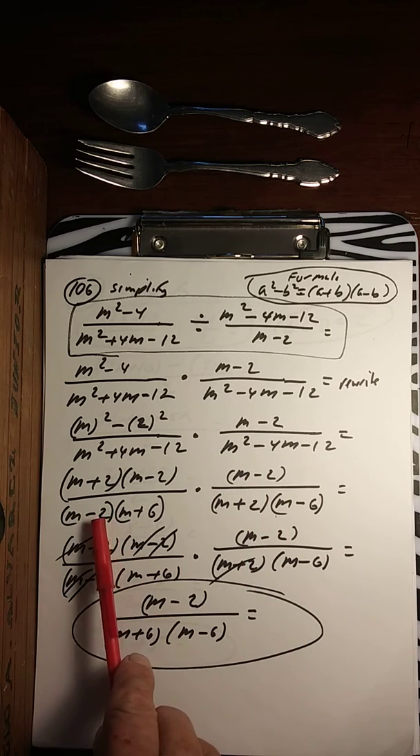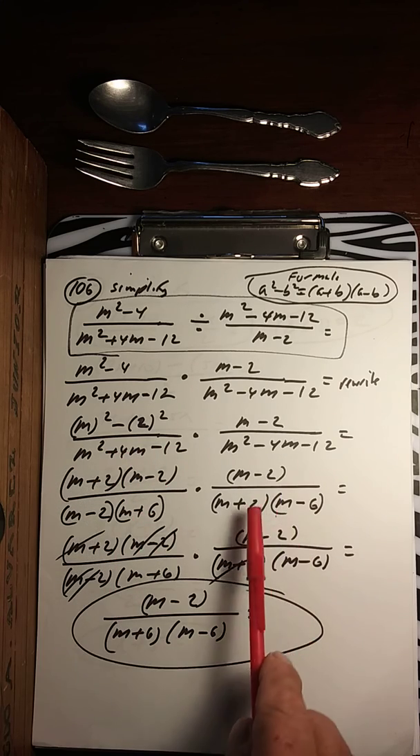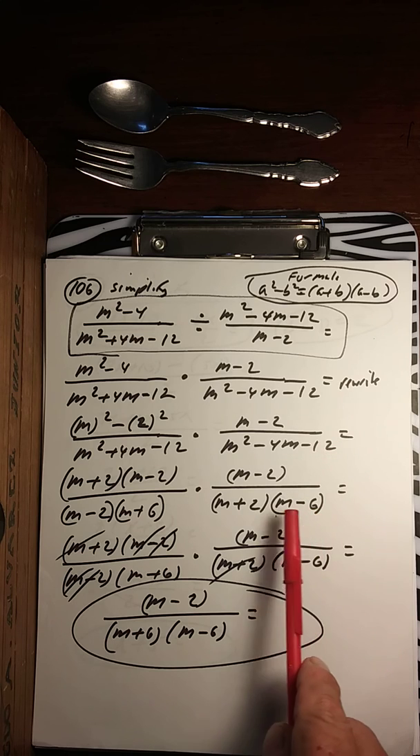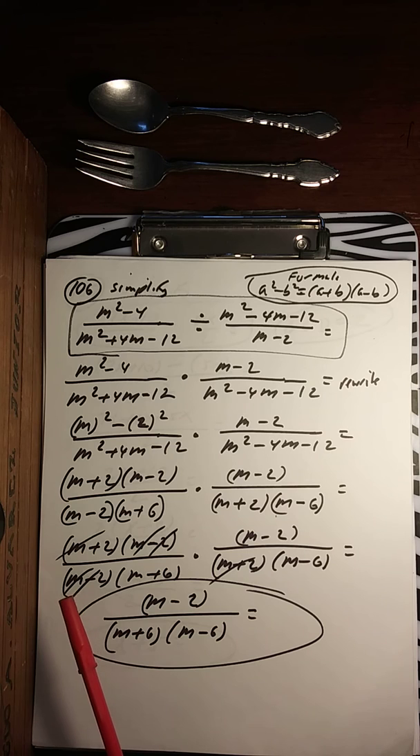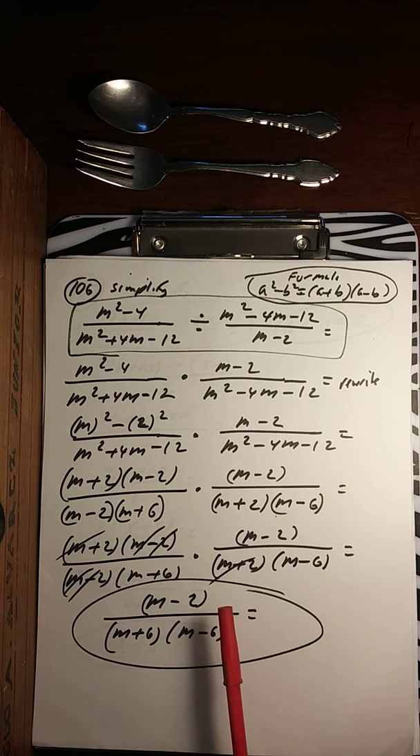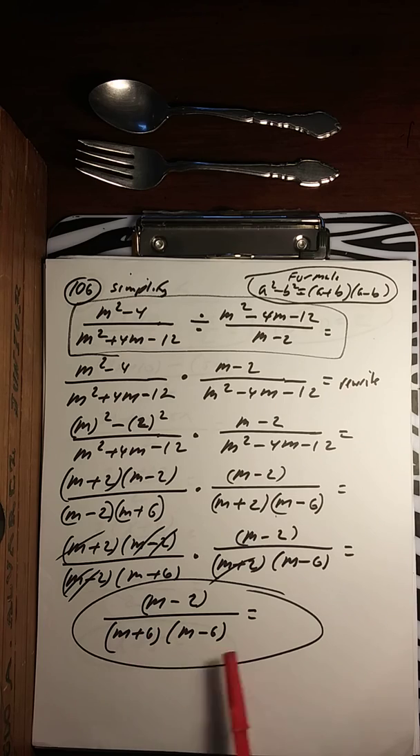This one, negative 2 times 6 is negative 12, and 6 minus 2 is 4. That turns out as minus 12, and negative 6 and positive 2 is negative 4. So now cancel. We have m plus 2, m plus 2, m minus 2, m minus 2, and we're left over with m minus 2, m plus 6, m minus 6.